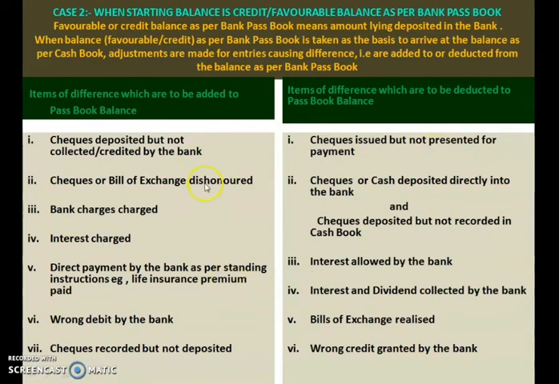So exactly the opposite of what you did in the cash book, you are supposed to do here. It's very simple. You just have to start the balance from the passbook, and whatever item you subtracted in the cash book, that you have to add, and whatever item you added in your cash book, that you have to subtract while doing case 2. It's a very simple problem.